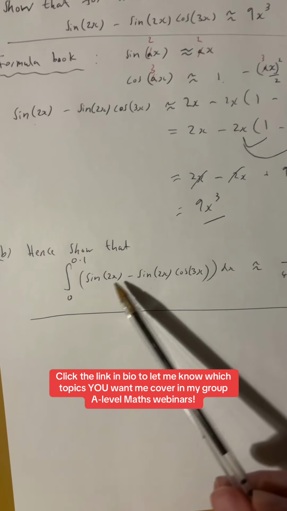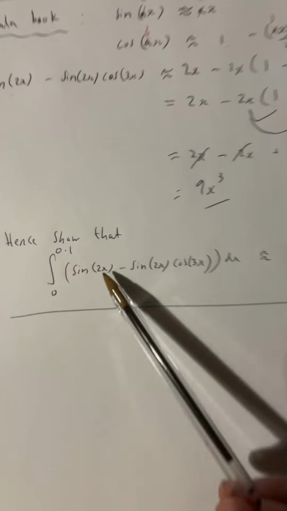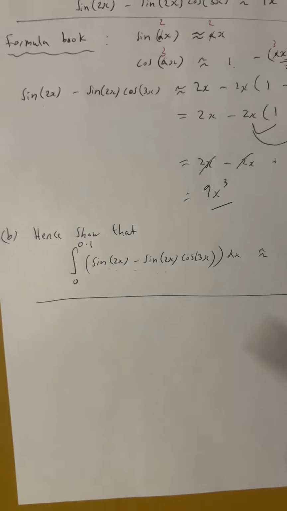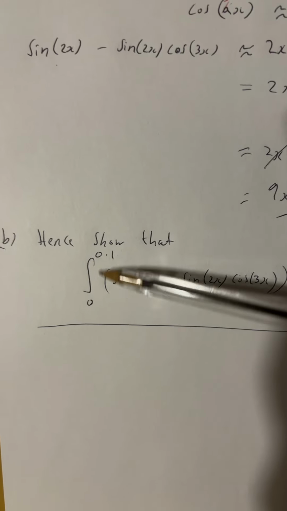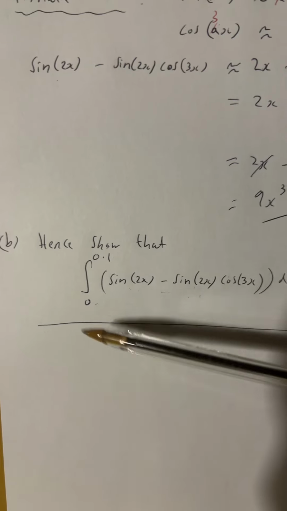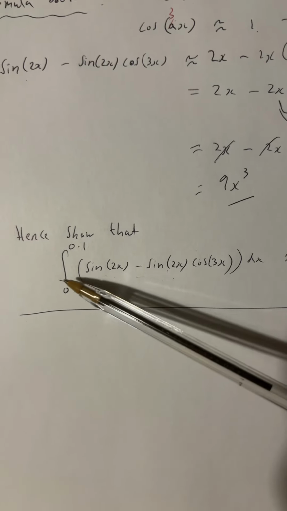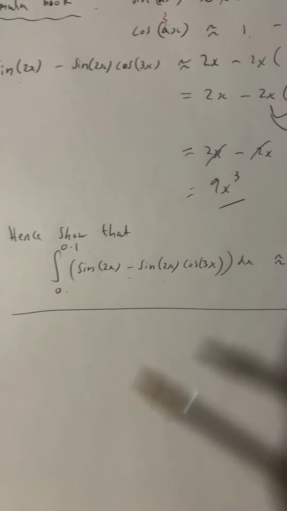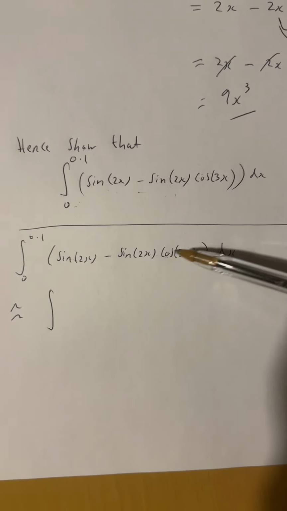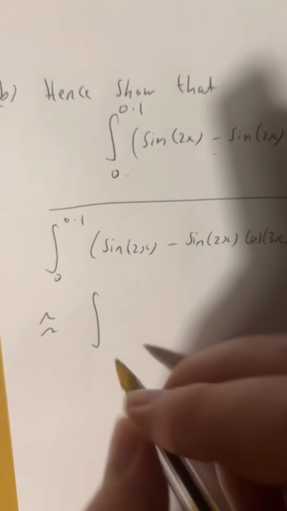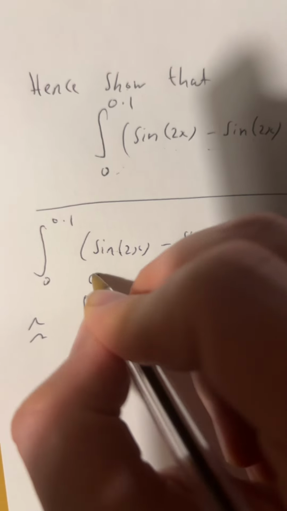So now we know that when the x value in these angles here is small, we can use small angle approximations. Luckily, we're integrating with small x values, small x values in radians. That means because these x values in the limit are small, we can use the small angle approximation that we used before. So when the x value is small, we know that this thing is about 9x cubed. So this integral from 0 to 0.1, the limits aren't changing. We're still integrating along the x-axis.